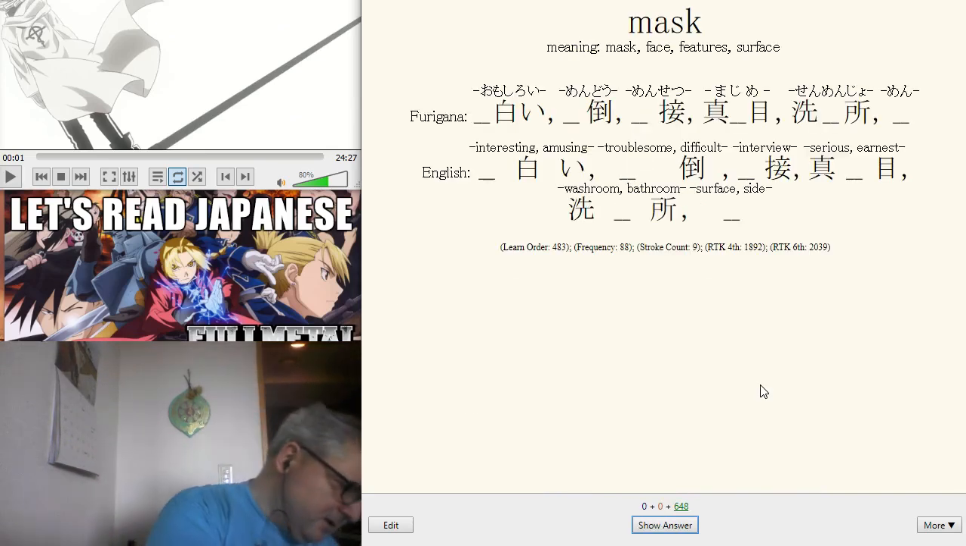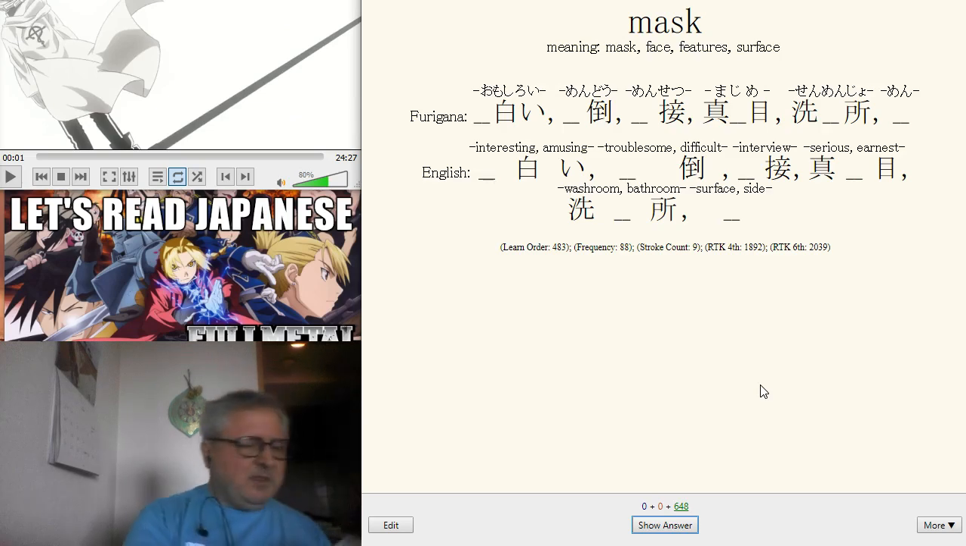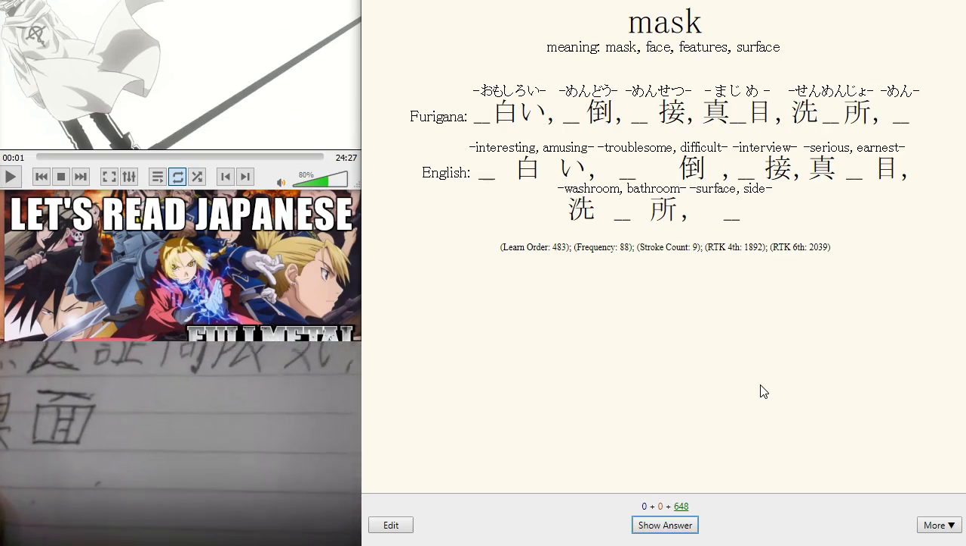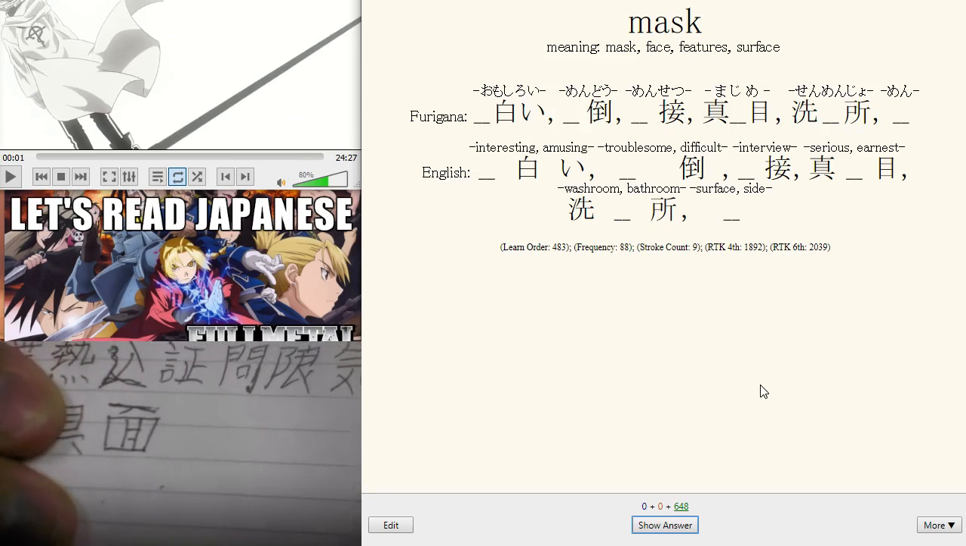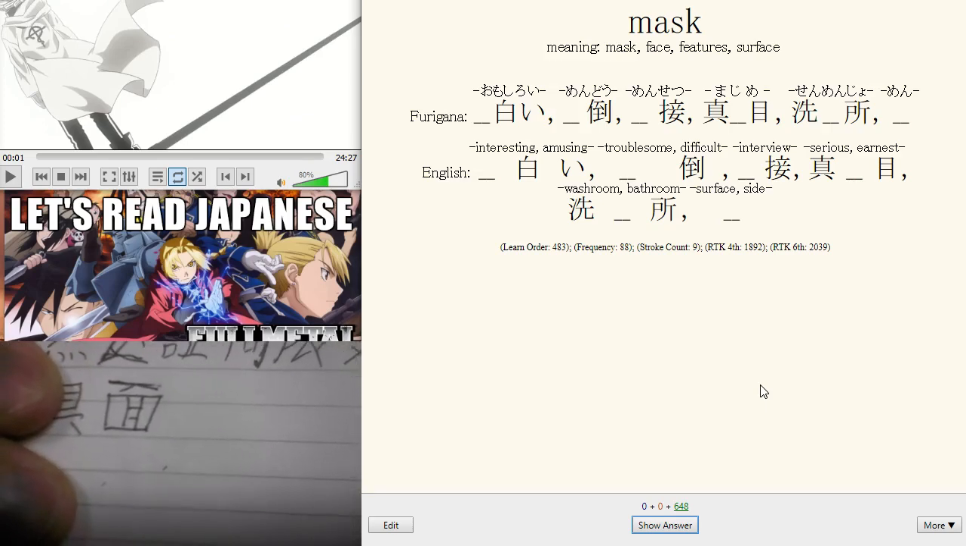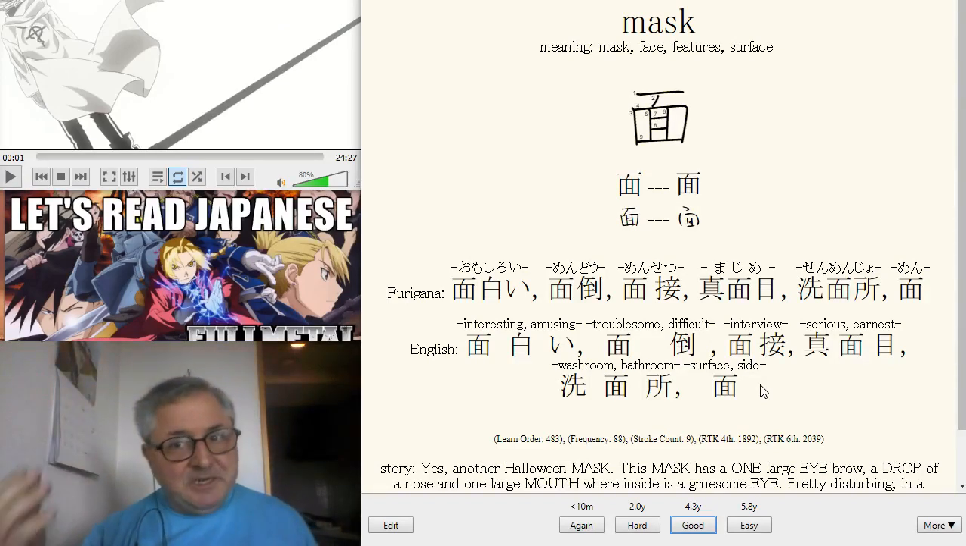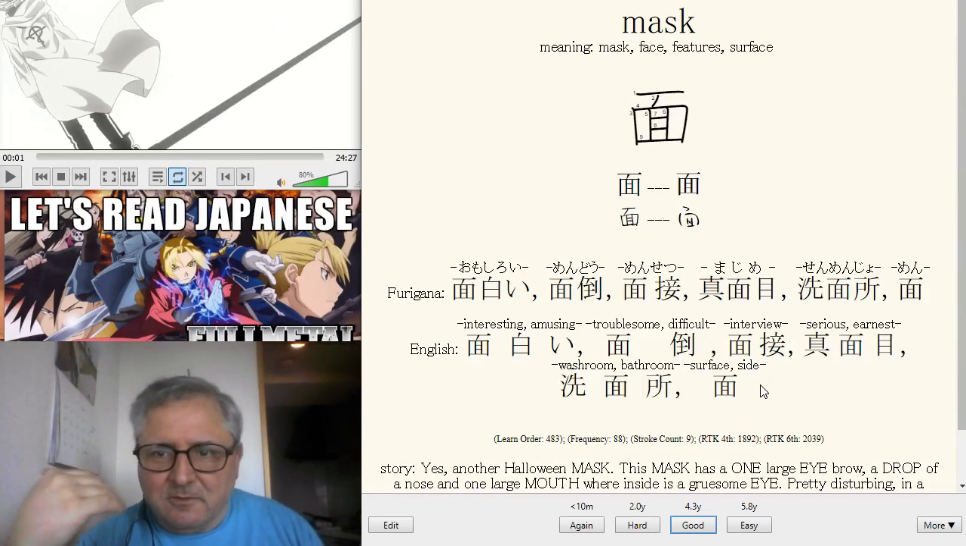Awesome. Mask. Now, this one's an interesting kanji. It's one of those unusual ones. But if you look at it, it looks like you have an I written within an I. Right there. So you kind of see it's like an I written on its side with an I standing up inside of it. Yeah, okay. Omoshiroi, interesting.